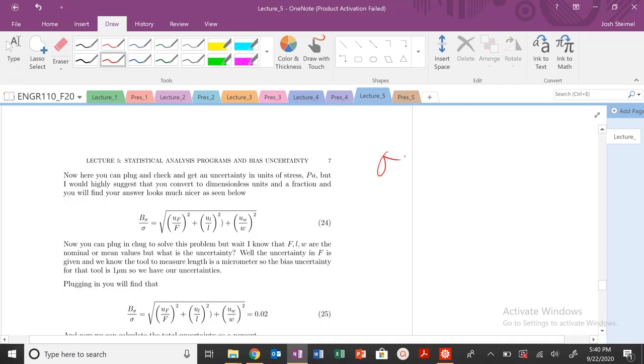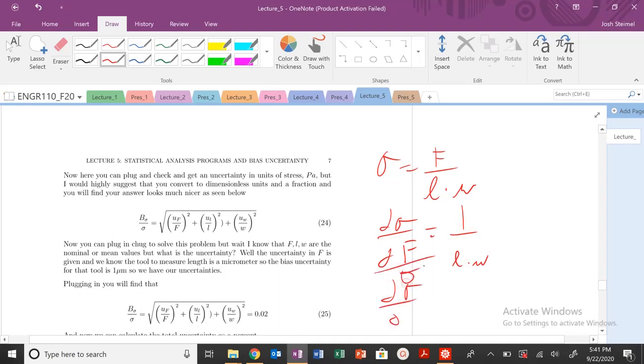So I know my unit of stress is Pascal, so basically stress is force over length times width. So I know that my d sigma d F is just equal to 1 over length times width. If I divide that by sigma, as is done here, dividing by sigma is equivalent to multiplying by the inverse on top, so length times width over force, and that's why we get this. Again, this times my uncertainty leads to this expression right here.